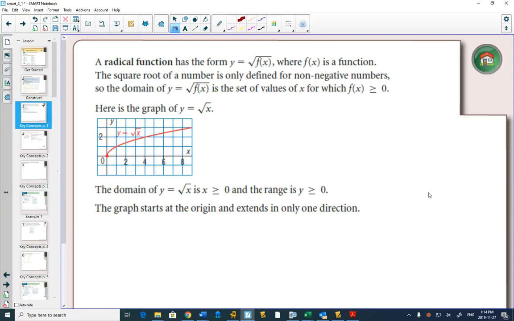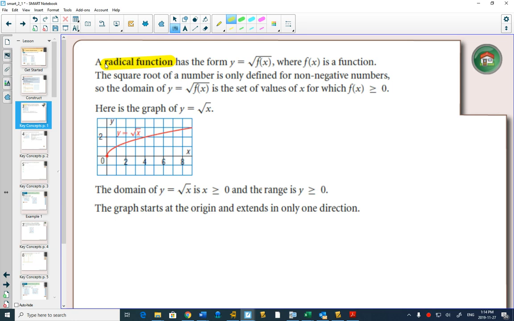The first topic that we look at in this unit is a radical function, in that what happens to a graph when you put a graph inside of a square root. That's basically the idea that we're going to be looking at.